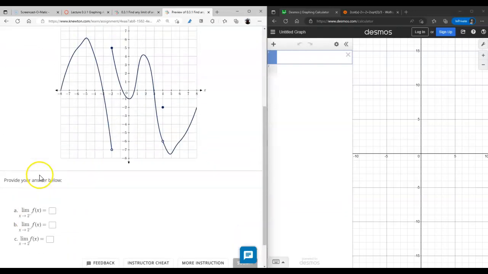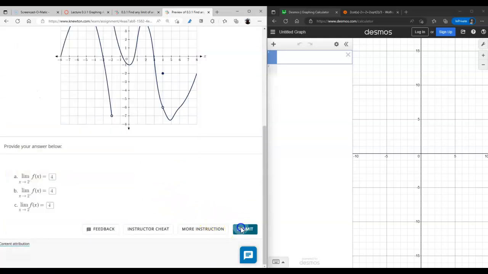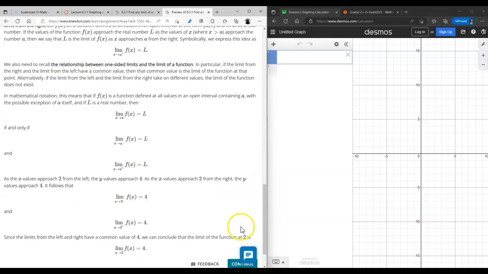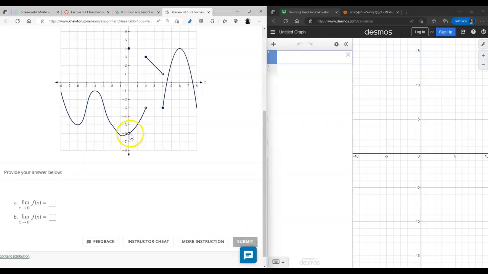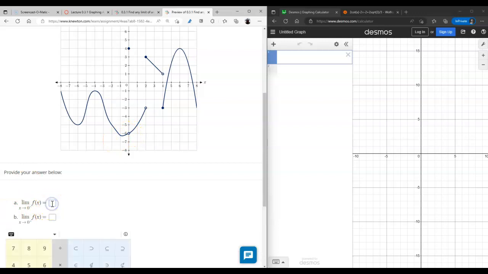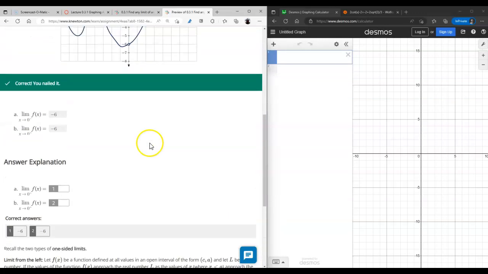Another one, so this time we're looking at the function at 2. At 2, the function is continuous, so when the function is continuous, all 3 limits coincide, and vice versa. So the answer is 4, 4, and 4. At 0, 0 plus, 0 minus, the answer is -6. That's the power of the graphing approach. You have the graph, you know what the answer is.